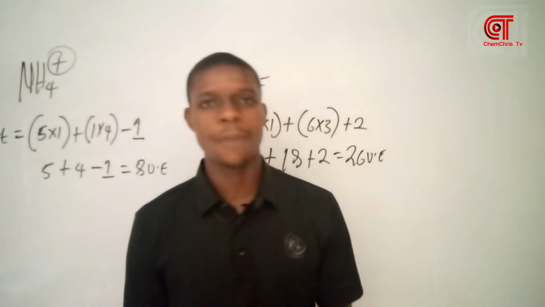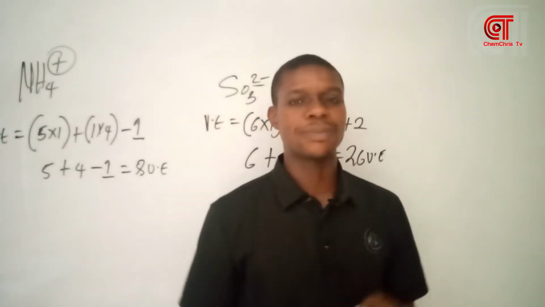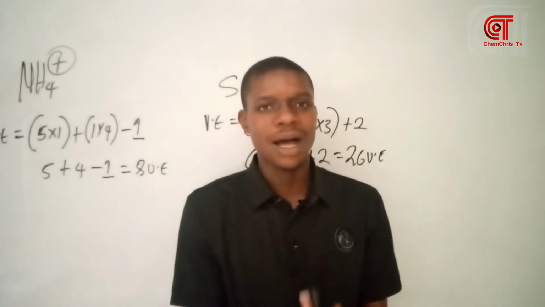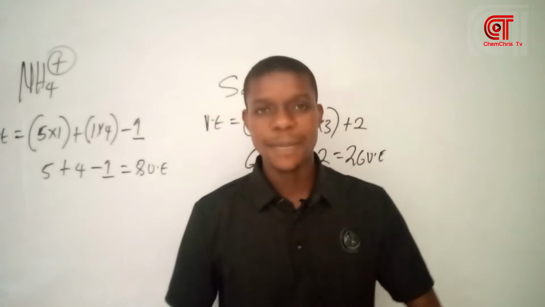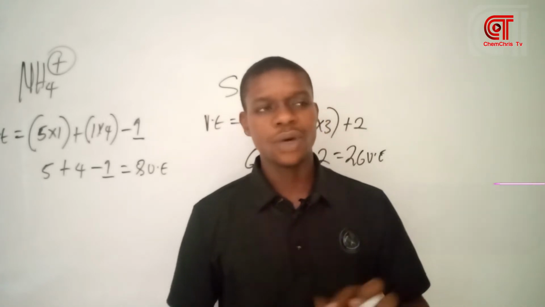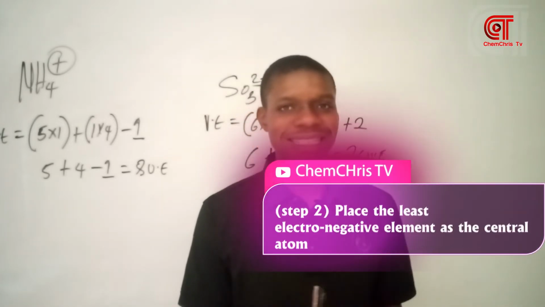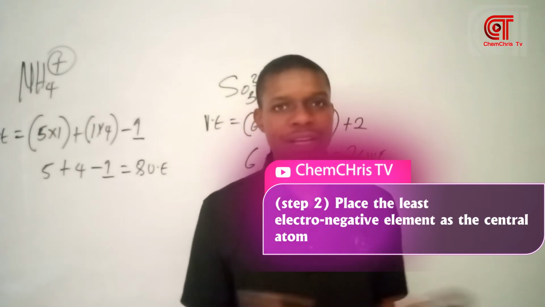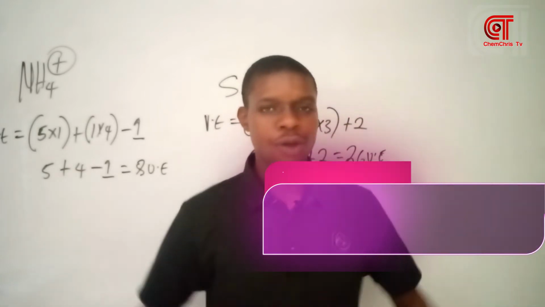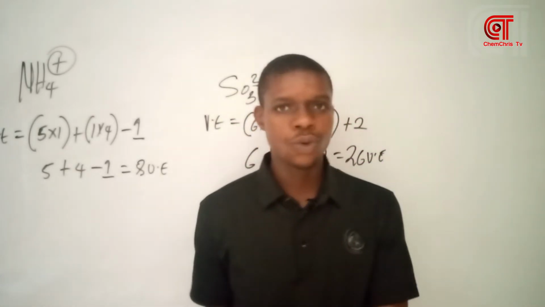So now let's move to the second step and third step. Step 2 and step 3 go along with each other, right? I'd like you all to pay very close attention. So what is step 2? Step 2 is to place the least negative element as the central atom, and the rest as side atoms. I'm going to teach you that. I'm going to do a question on that.